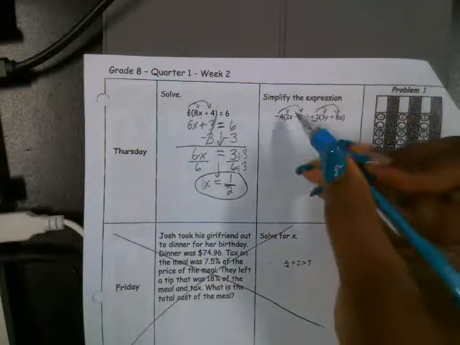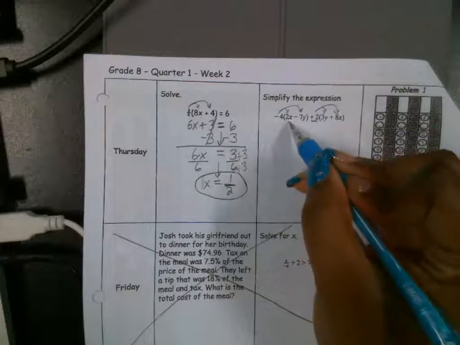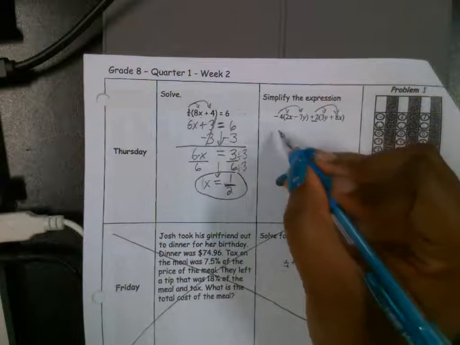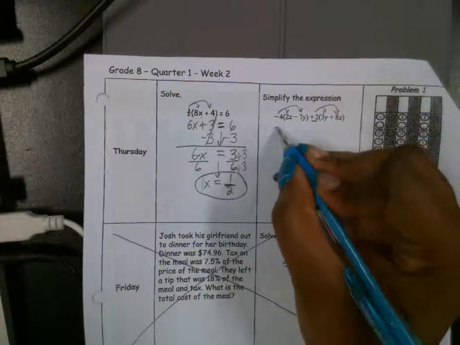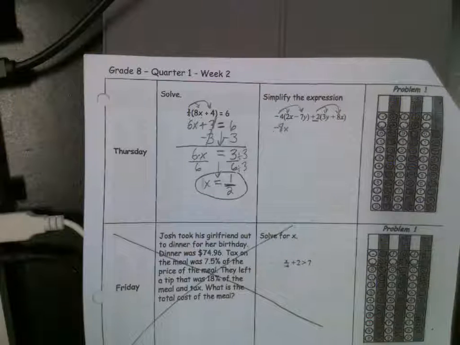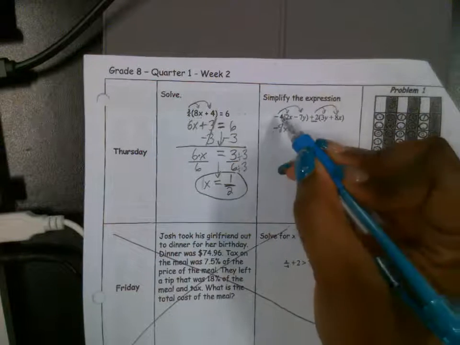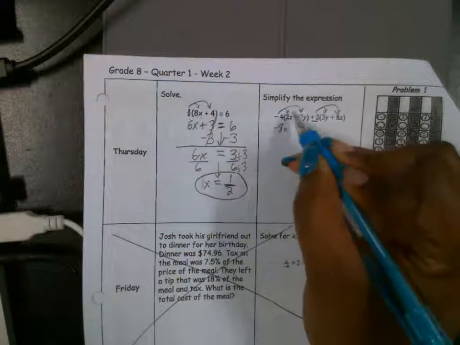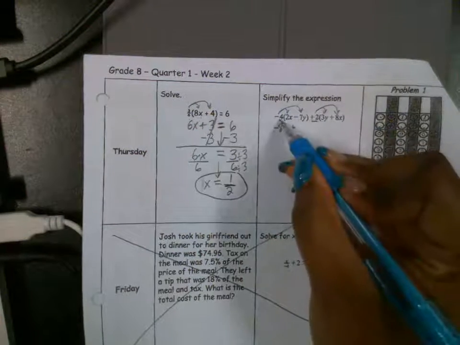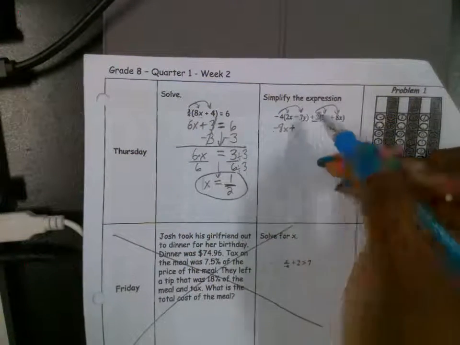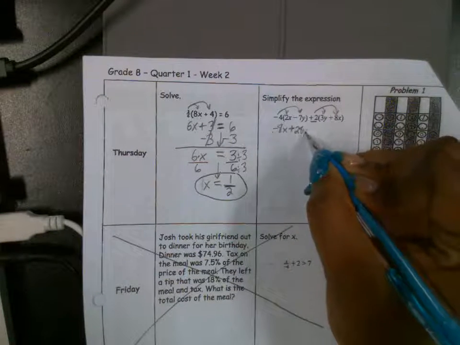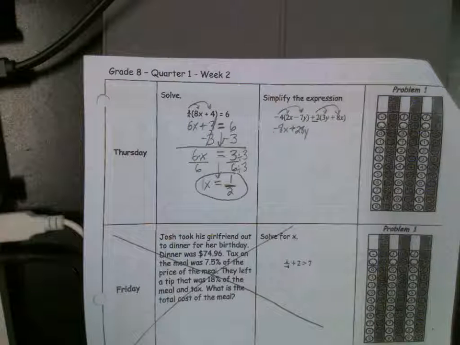Okay, so let's multiply. What's -4 times 2x? What's -4 times 2? 8, what kind of 8? Negative. So we got -8x. What's a negative times a negative? Positive. It's a positive. What is -4 times -7y? What's 4 times 7? 28. So we got 28y here.